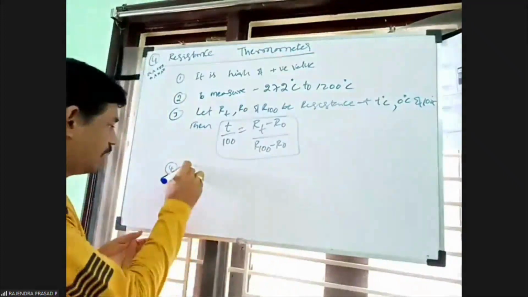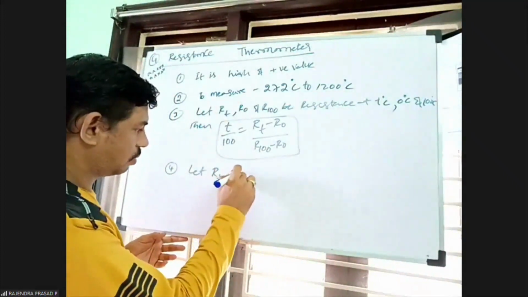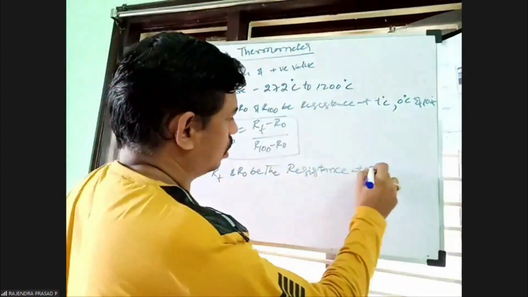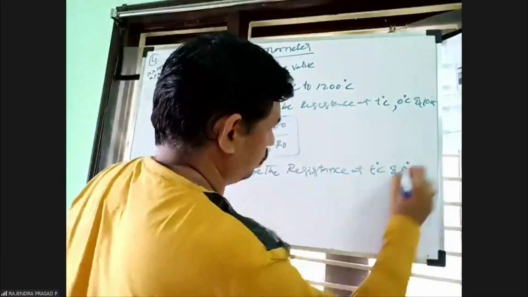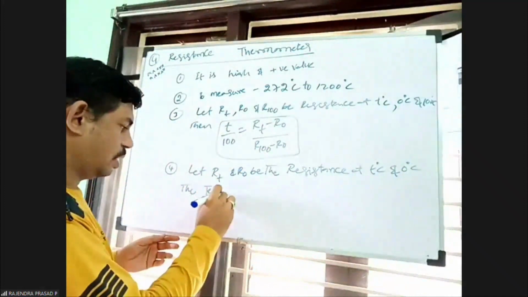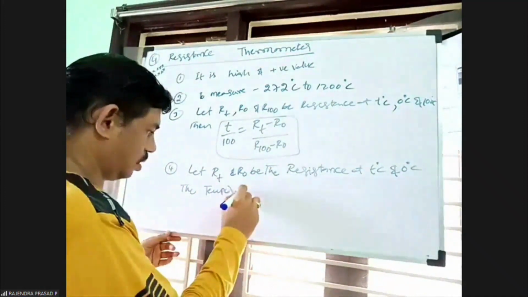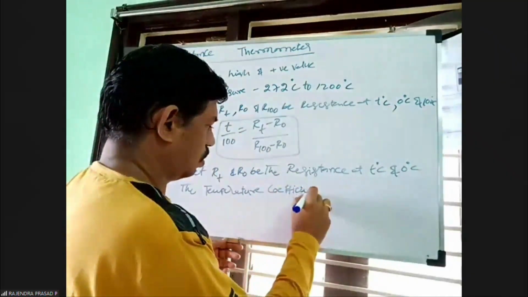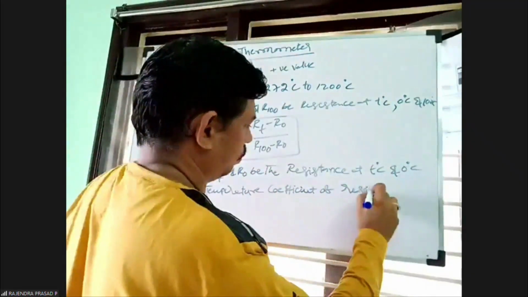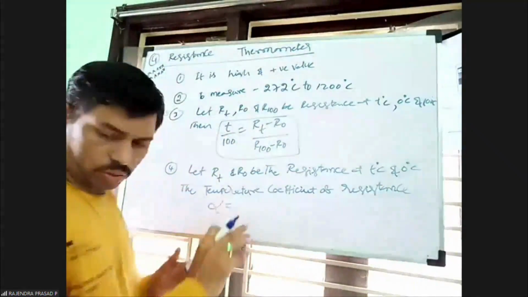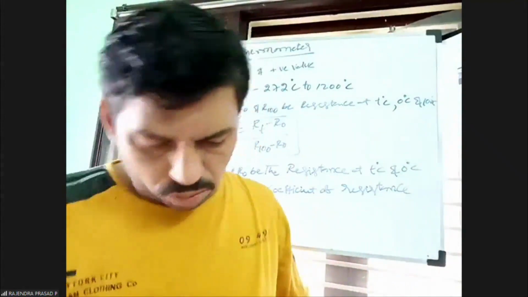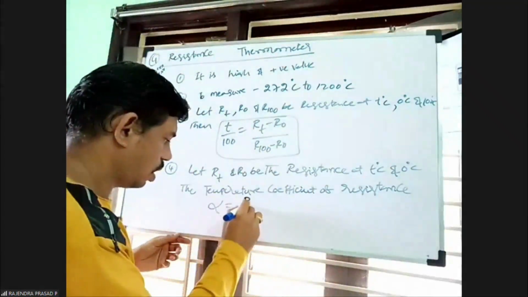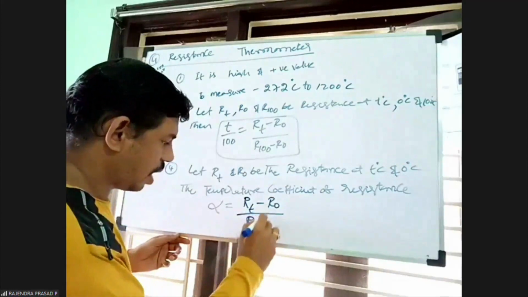Let R_T and R naught be the resistance at T degrees C and 0 degrees C. Then the temperature coefficient of resistance is alpha equal to (R_T minus R naught) by R naught into (T minus 0).